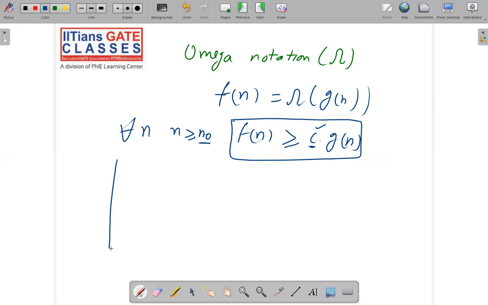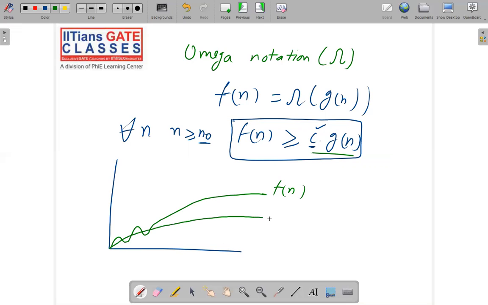So for that, the graph goes like this. Here, the Fn can be like this, and this is Fn. Now let's talk about Cgn. Cgn will go like this. So after this point, n0, Cgn is less than Fn. So Fn will always be greater than or equal to Cgn.